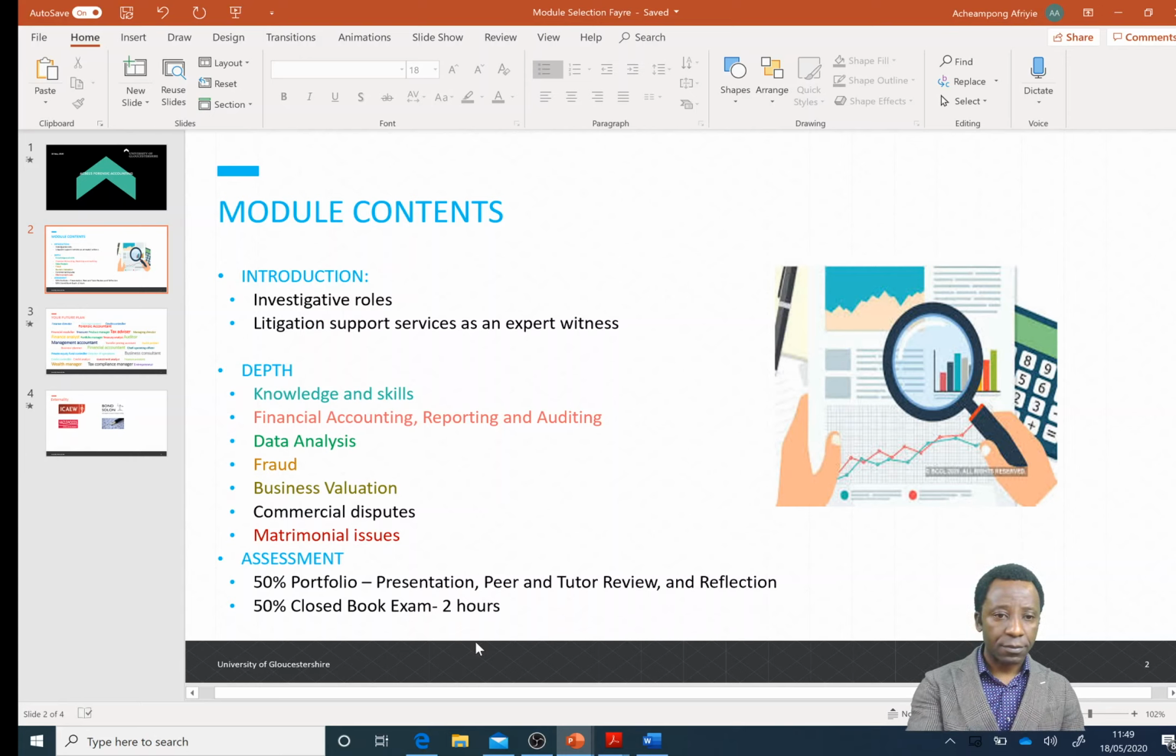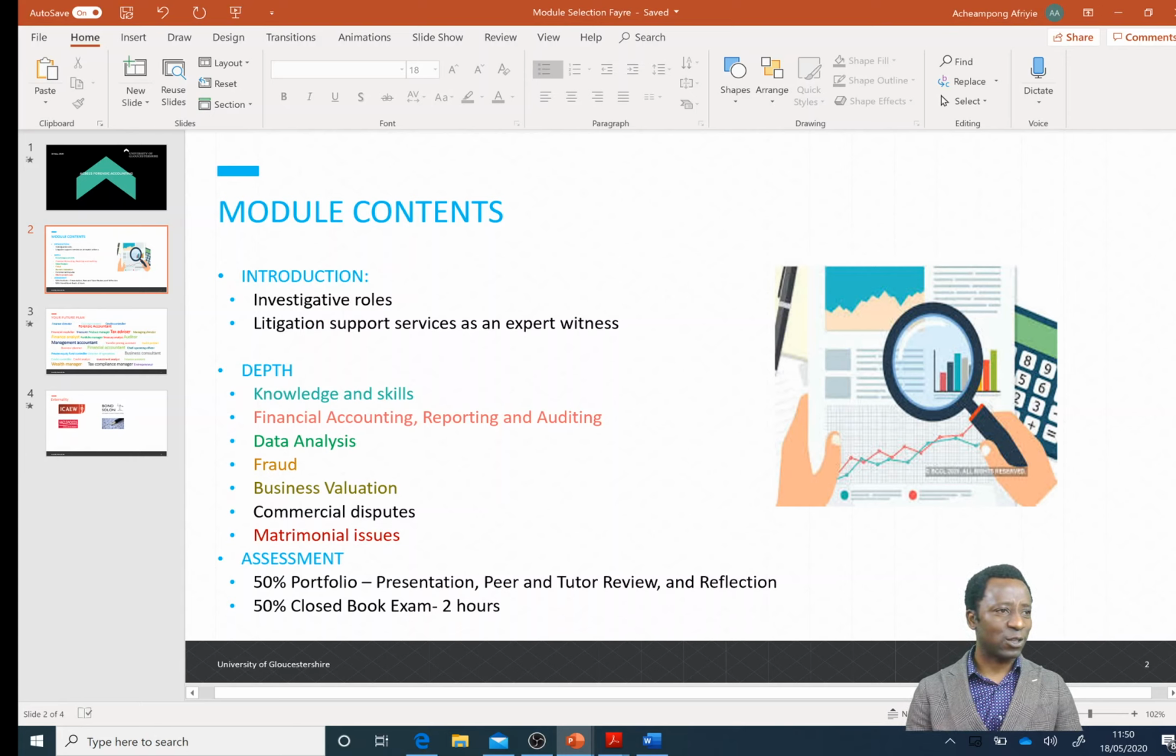The assessment for the module is a 50% portfolio, which usually is going to be a group presentation, which is then peer reviewed by other students on the module. They give you feedback, and you have 2 or 3 other tutors who are also going to be present at the presentation to also give you feedback. And then you take all that and you go and reflect on your presentation and the feedback. Students really tend to enjoy that.